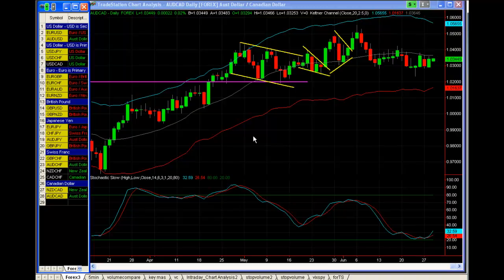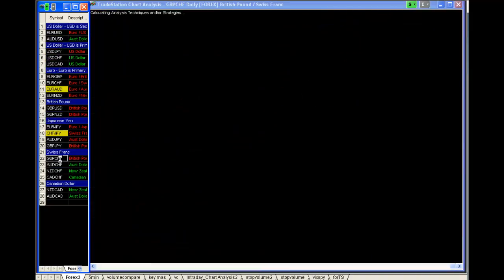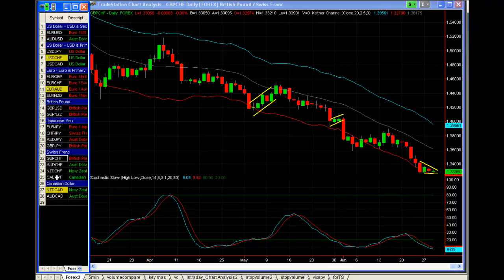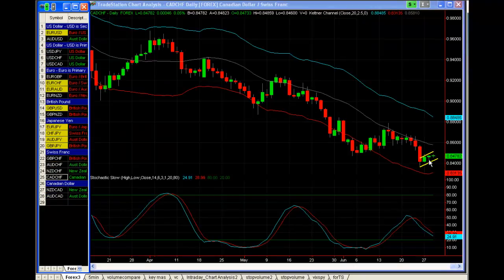So no real setups here, but like I said, I'd be watching this one if you're trading intraday, and I'm keeping my eye on this one for tomorrow, depending on how the candle closes on Wednesday.